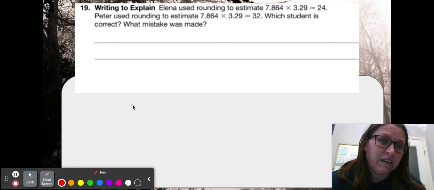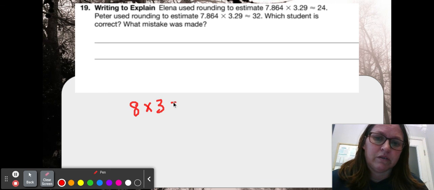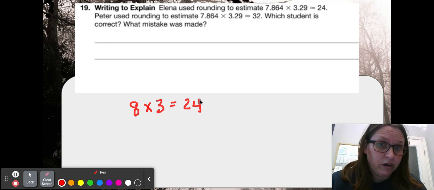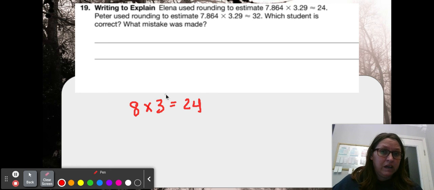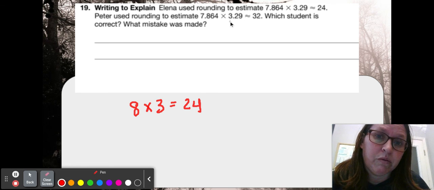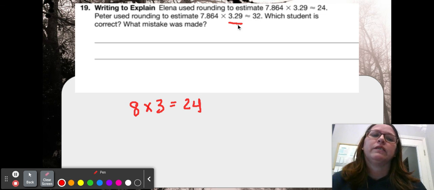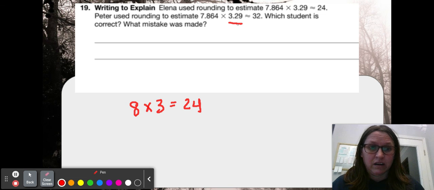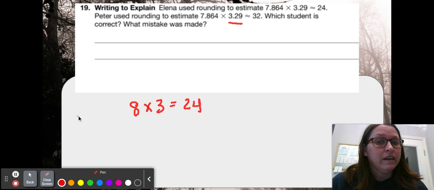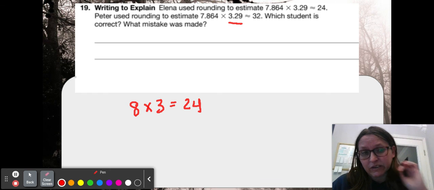Well, if I'm looking at this, I know 7.864 is close to 8. 3.29 is close to 3. 8 times 3 is 24. What happened with Peter is that Peter actually rounded this 3.29 to 4. So 8 times 4 is 32. So that's actually the mistake that he made. And so Elena is correct. She's closer to the correct answer than Peter is.